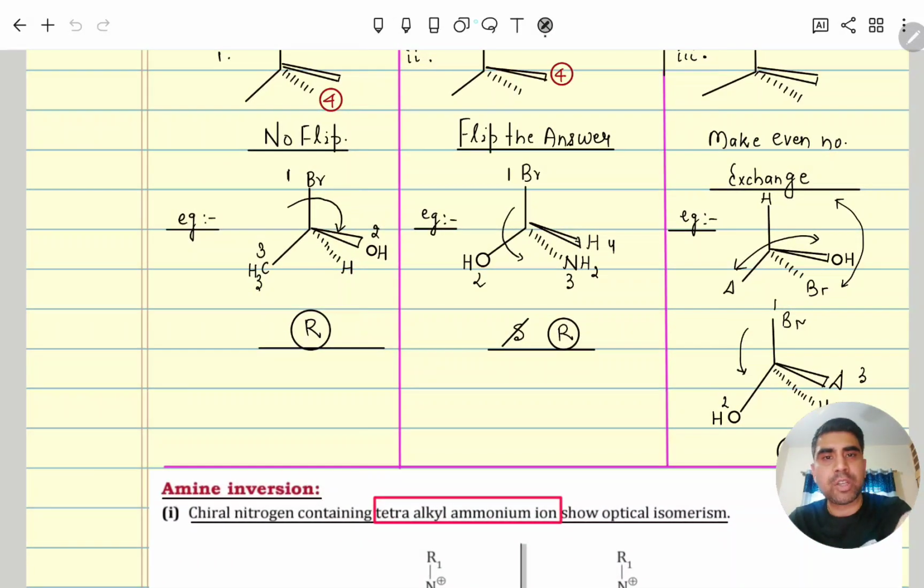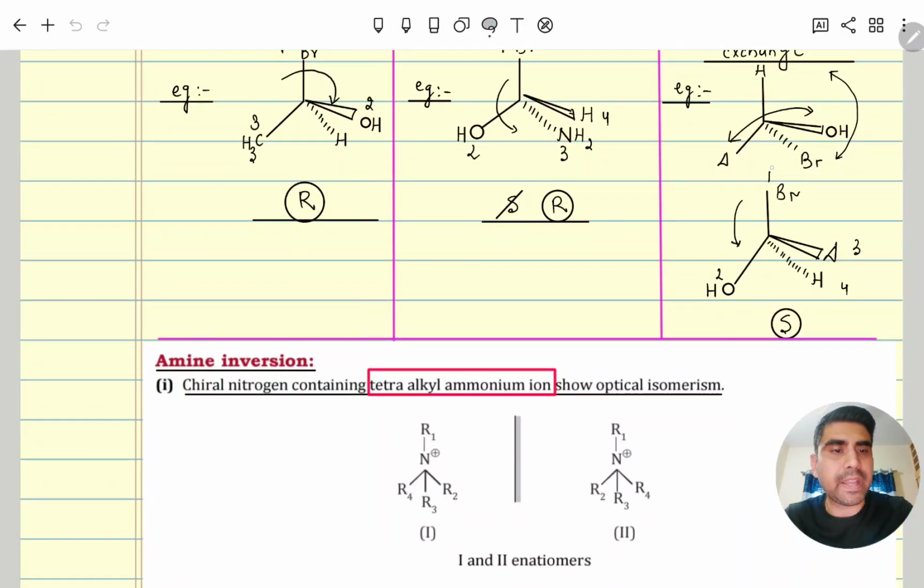See its configuration. Here H is there, D is there, Br and OH. So the fourth atom, hydrogen, is there in the plane, so we need to do an even exchange. So hydrogen is coming here, bromine going there, OH is coming here, deuterium coming here. On behalf of this we can see that now it is 1, then after that 2, then 3 and 4. So 1, 2, 3 is coming anti-clockwise, so it will be S. If we do only an odd exchange, then again we have to change R into S.